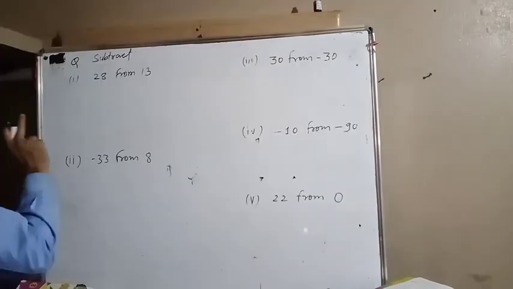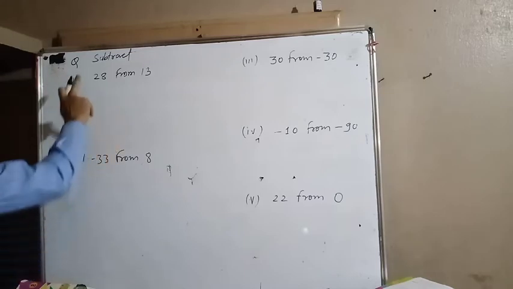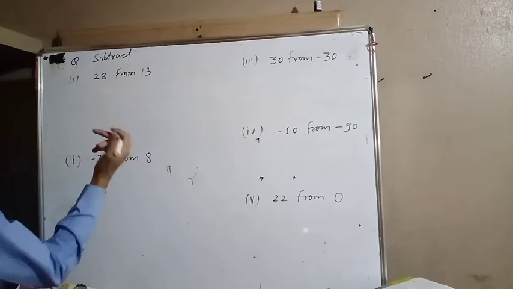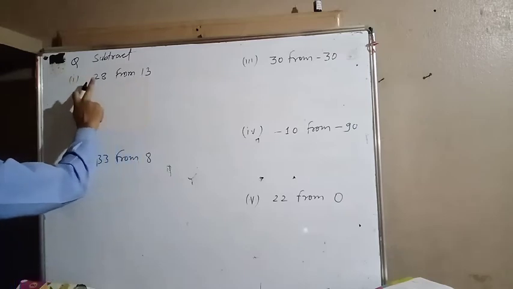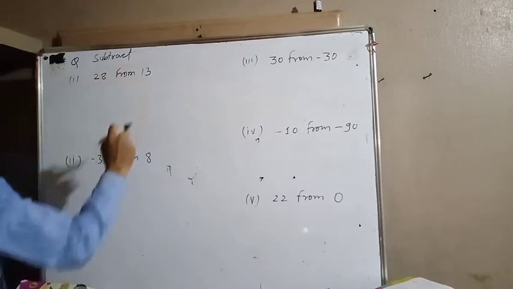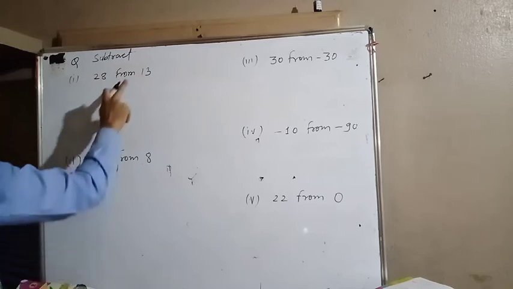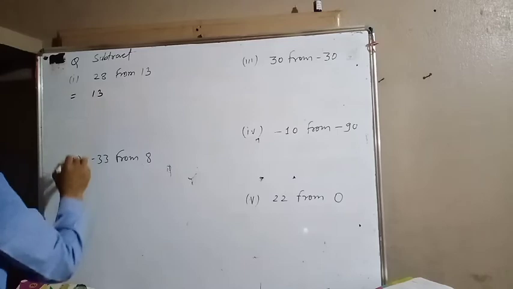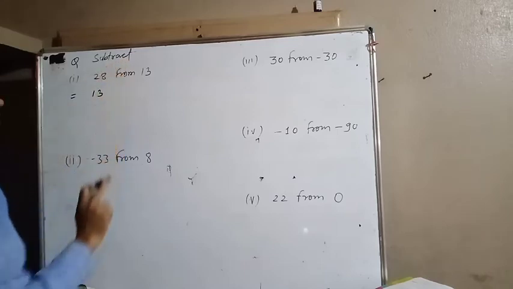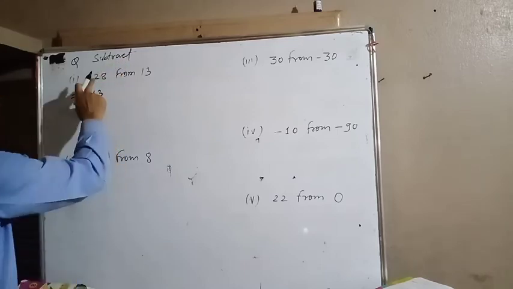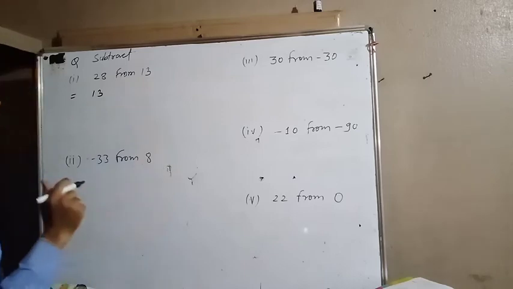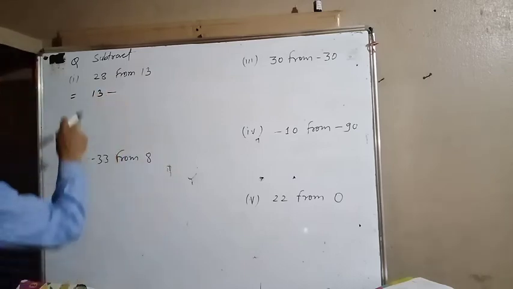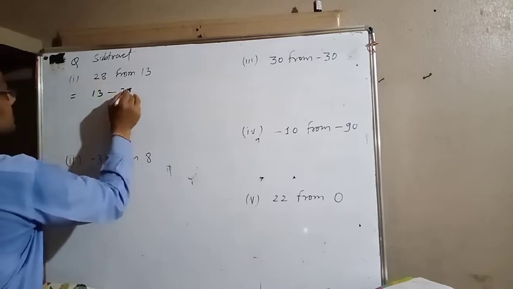Now we will learn how to subtract two integers. We have to subtract. What do we have to subtract? 28. From which number? 13. Because we want to subtract this 28 from 13. Which number should we write first? 13 we will write first. Keep remembering, that's why we are writing 13 first. Subtract means what? We want to find out the difference of these two integers. When we want to find the difference, which sign should we place? Minus sign. And 28 will come as it is.